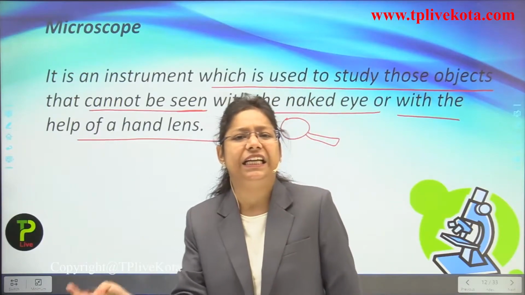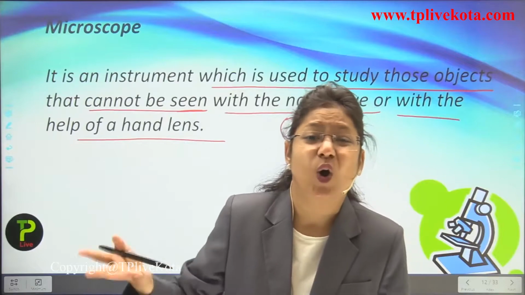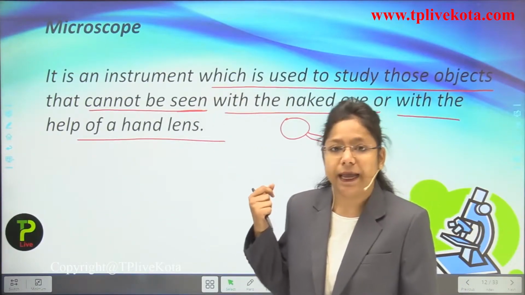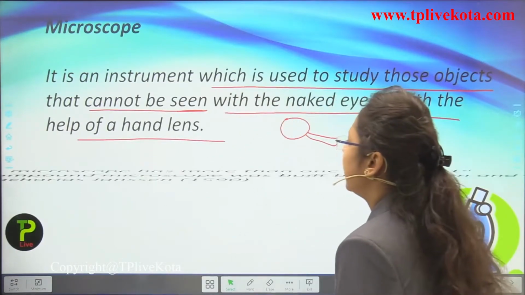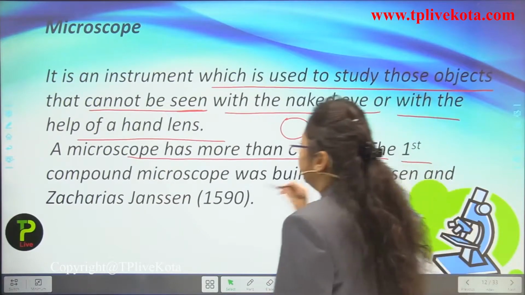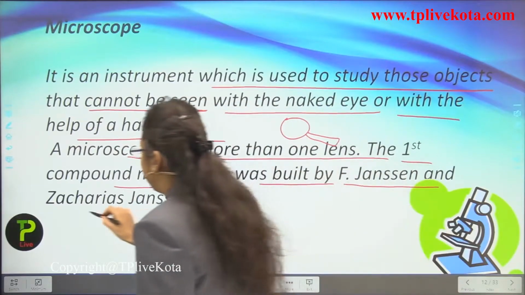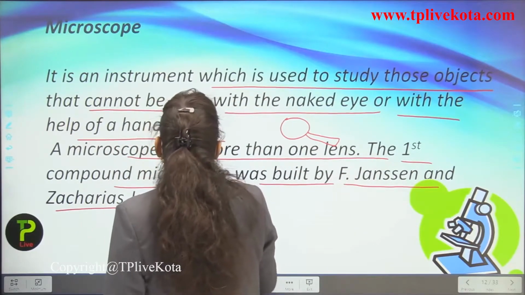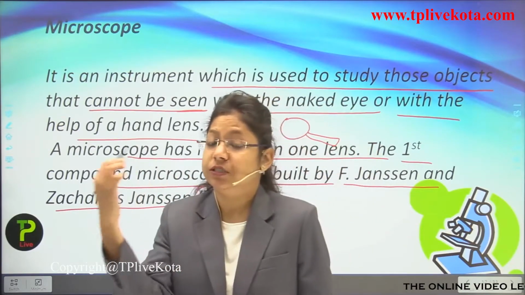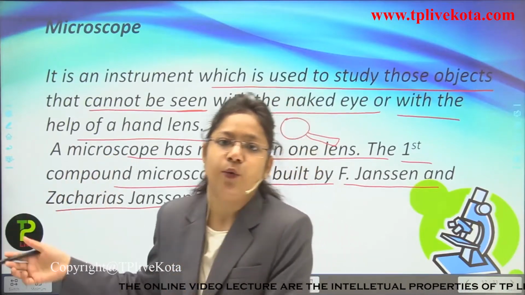Okay, now the bacteria, the viruses or many protozoans cannot be seen with the naked eye. So what should we do for that? We can see them under the microscope. Okay students, now the next point. A microscope has more than one lens. The first compound microscope was built by Zacharias Janssen and his father, the Janssen brothers, in 1590. So in 1590 the new discovery took place, and it is still in use now.